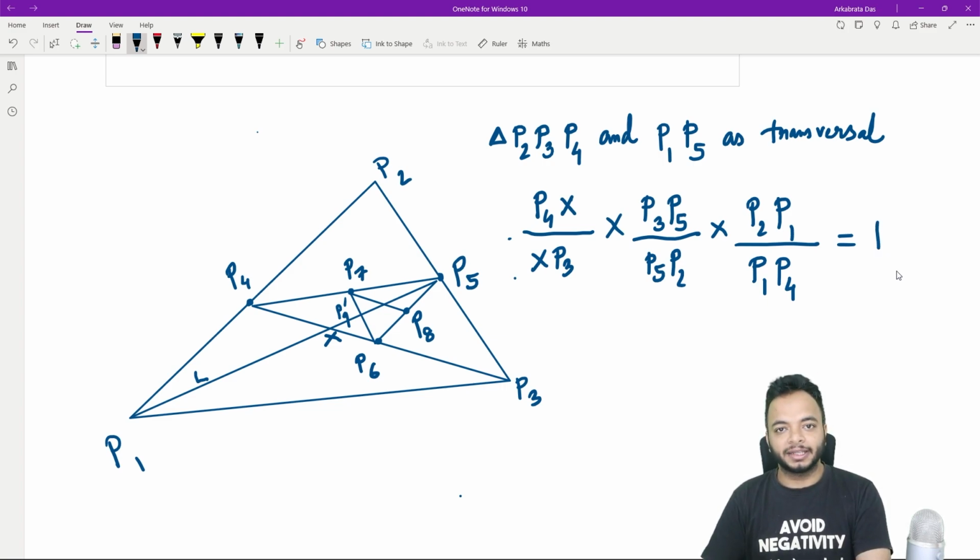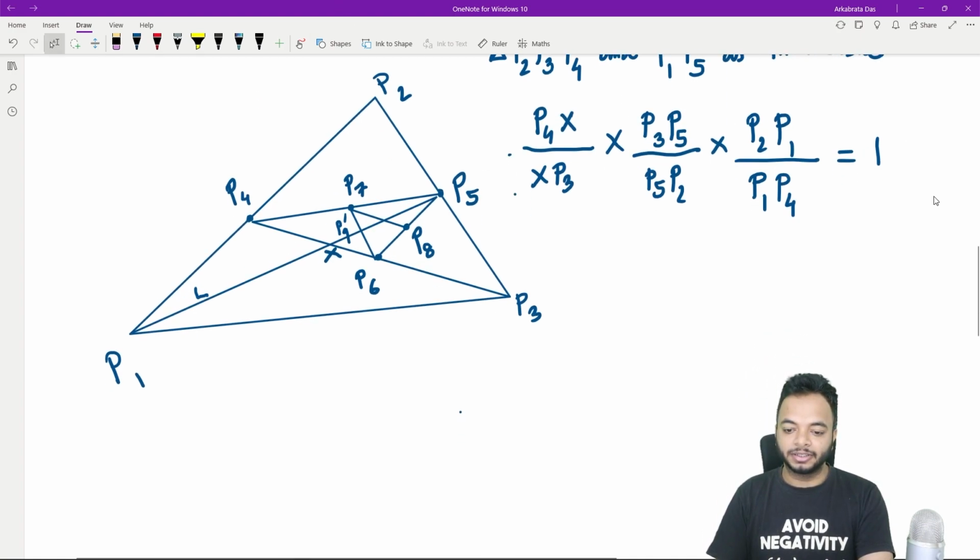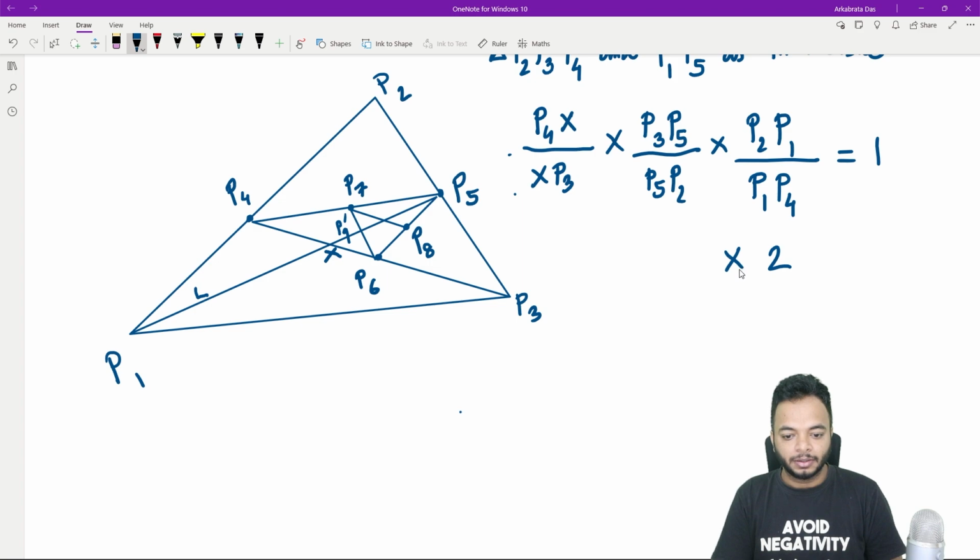So you would have seen minus 1 where you have studied Menelaus theorem, but that minus sign comes due to direction. So I am not considering direction here. I am only worried about the ratios. Okay, so we know P4 is the midpoint. So that means P2 P1 will be double the length of P1 P4. So this is 2. What about this P3 P5 and P5 P2?